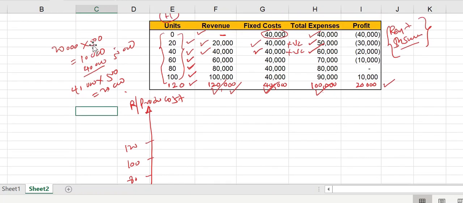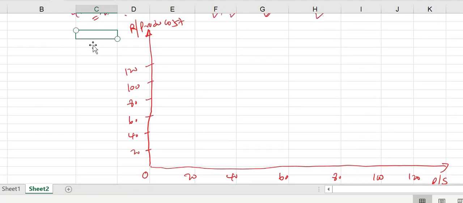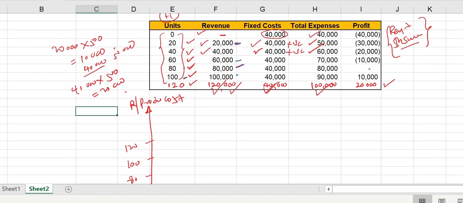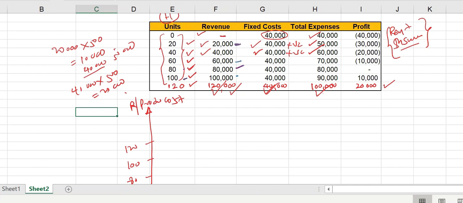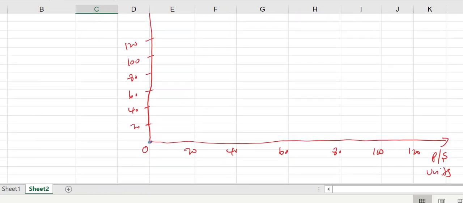So first of all we'll try to draw the sales line as I explained to you in the previous slides. We need to draw the sales line first, then the fixed cost line and the total cost line. Now let's take these points and we'll try to plot the graph. So we'll start with 0 units. Your revenue will be 0. So this is this point.